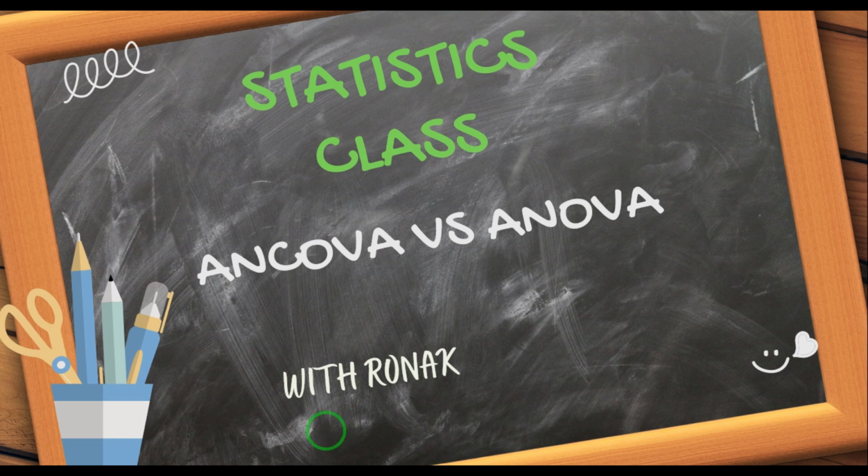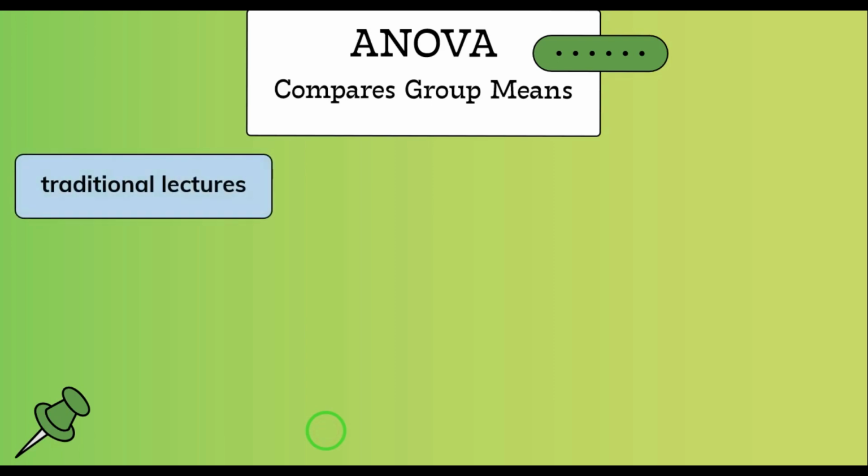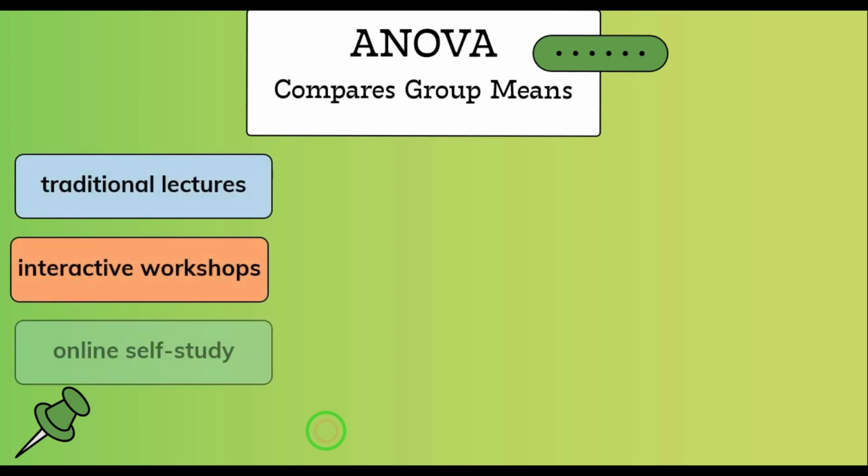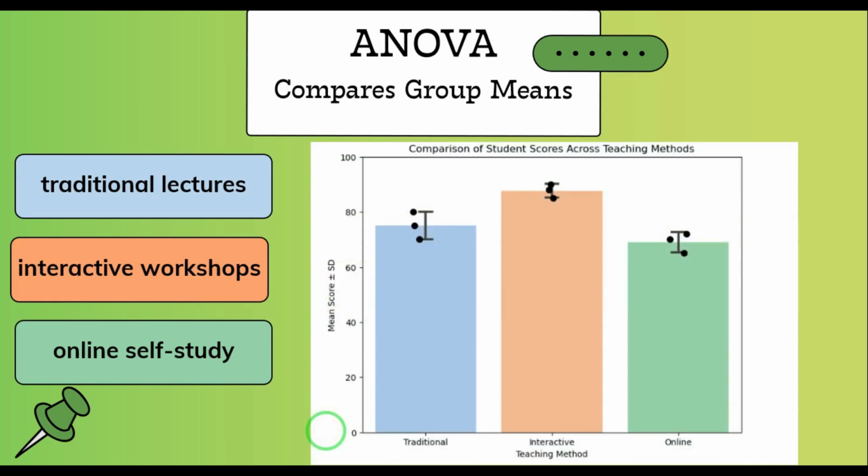Let's start with ANOVA. ANOVA compares group means on a dependent variable. For example, say we're comparing exam performance across 3 different teaching methods: traditional lectures, interactive workshops, and online self-study. ANOVA asks, are there significant mean differences in exam scores across these 3 groups? And that's all. Purely group means, no adjustments.